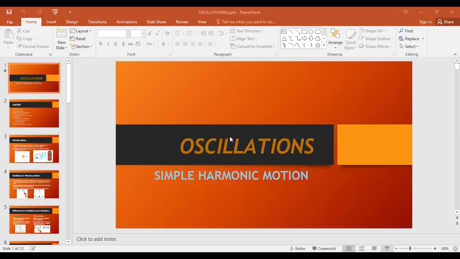Next is the equation of displacement and the equation of velocity. Like we had displacement, velocity, acceleration in the first lesson and the second lesson. We studied them. What is velocity? Rate of change of displacement. And what is acceleration? Rate of change of velocity.